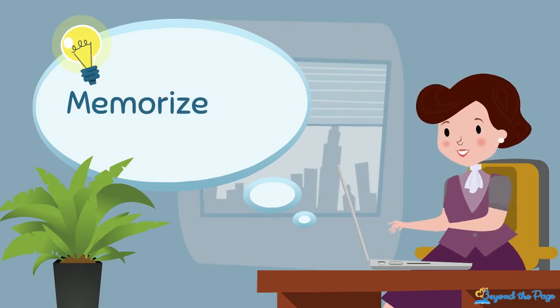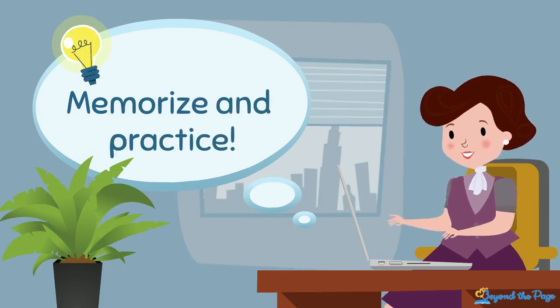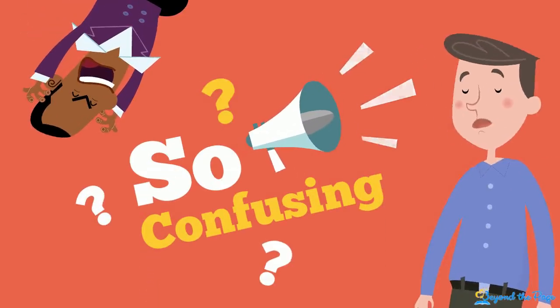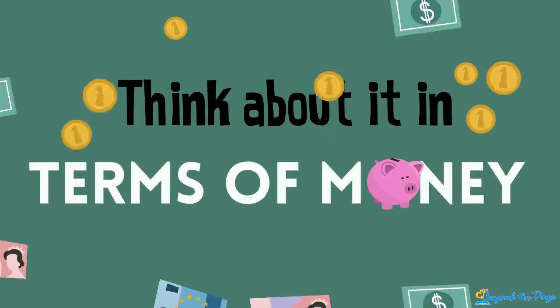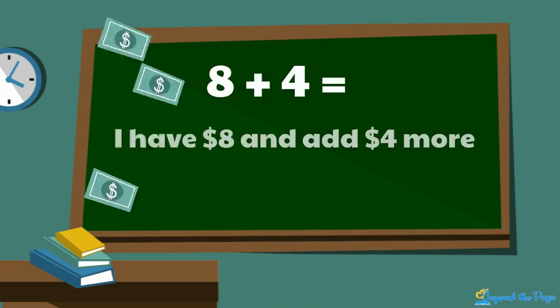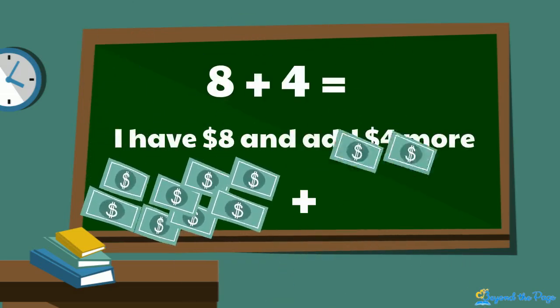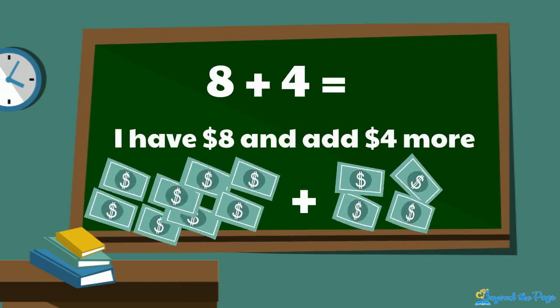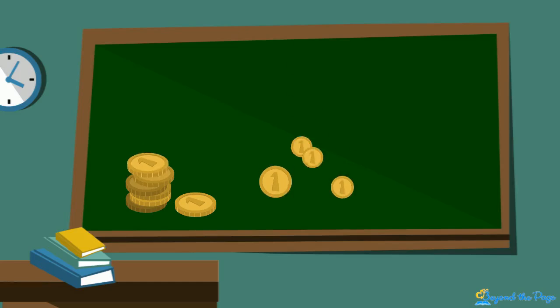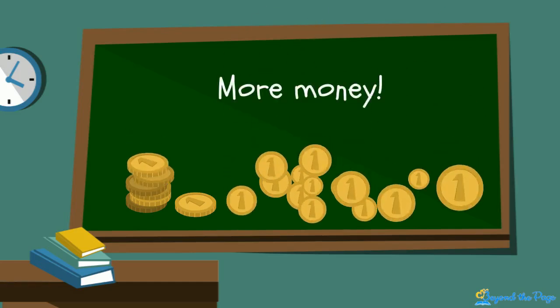Once you memorize and practice these rules, they will become automatic in your brain, but at first, it can be easy to mix the rules up. One way to keep them straight is to mentally think about the positive and negative numbers that you add in terms of money. For example, an expression like 8 plus 4 could be thought of as, I have $8 and add $4 more. Now I have $12. If you have money and add more money, you have a higher amount of money.